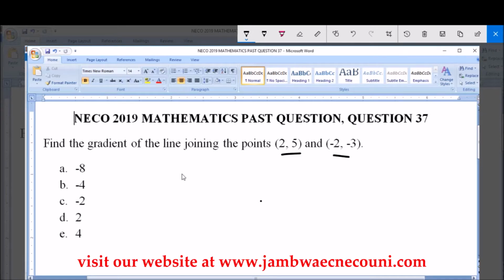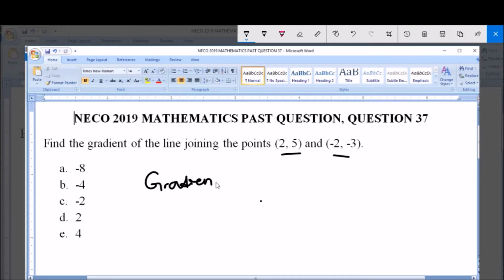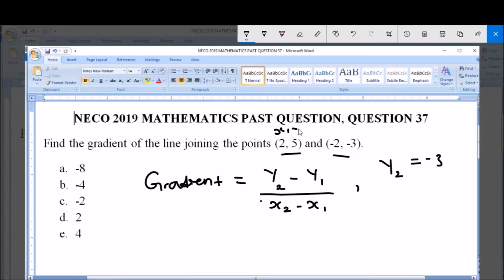Now, the gradient of a line is given as y2 minus y1 all over x2 minus x1. Now let me represent it like this: x1, y1, x2, y2. So y2 is equal to -3, y1 is equal to 5, x2 is equal to -2, and x1 is equal to 2.